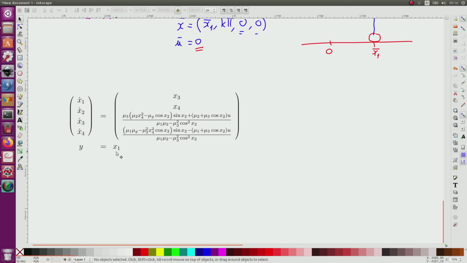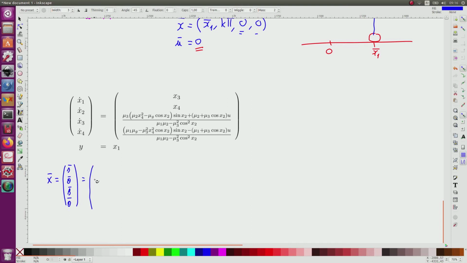Recall that the system is given by this state equation, and the operating point I choose is x bar equal to, so recall that it corresponds to s bar, theta bar, s dot bar, theta dot bar. And this one for theta bar is more or less k pi. Since I consider the upper point, I will consider that it is equal to 0. S bar is also taken as 0, and this one also equal to 0 due to this. And also u bar is equal to 0. Okay.